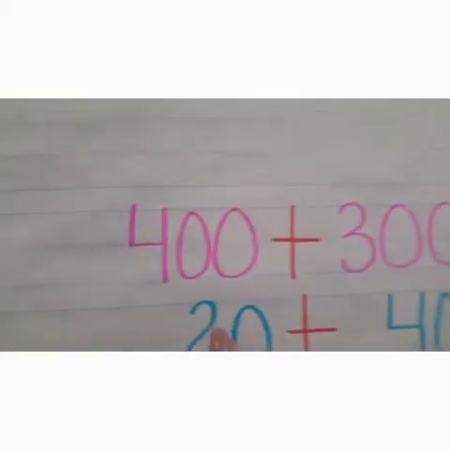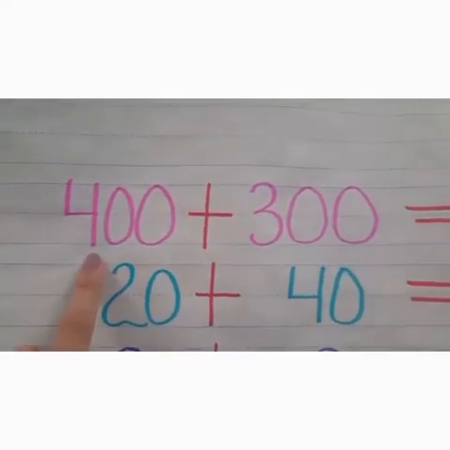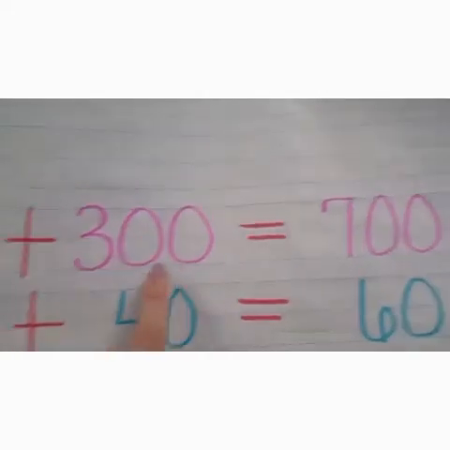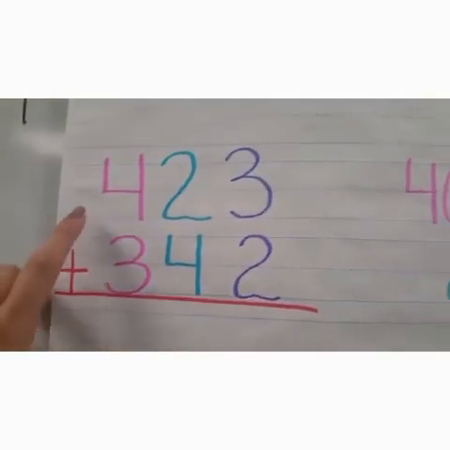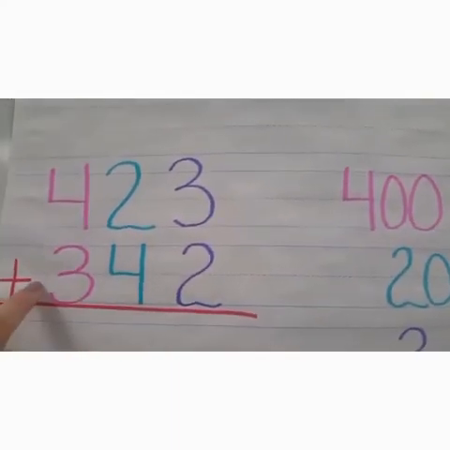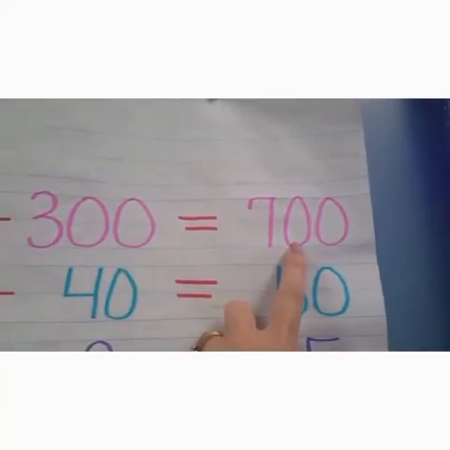So now what you're going to do is start at the top. So you're going to start with the hundreds place. So 400 plus 300 equals 700. And I got that from over here because I have a 4 in the hundreds place and a 3 in the hundreds place. So 400 plus 300 equals 700.